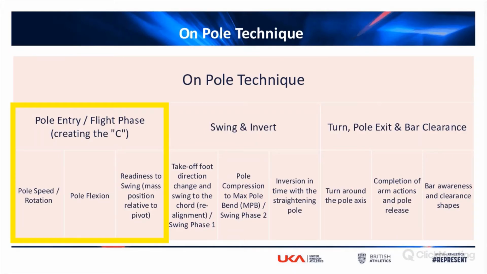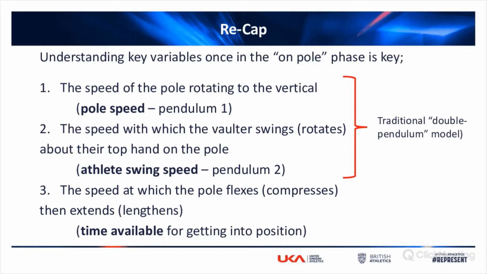So that first little block then on pole entry and creating the flight, three things we need to think about during that time. We've got to create pole speed or rotation to make sure that pole gets to the vertical. We need to make sure that the pole starts to flex and open and compress. And then we need to get the athlete in the right position to swing effectively on the pole.